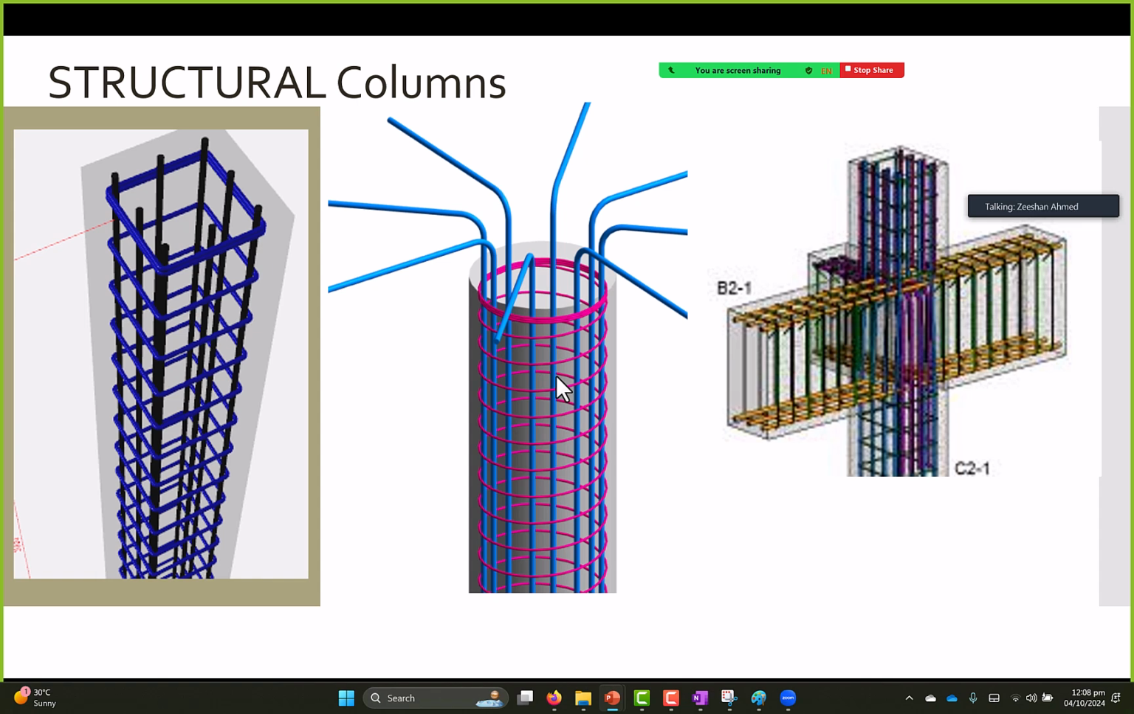Same is the story with the columns. Tell me what's different. It's the same, it's a line element. So a line element essentially has linear steel. A line element will have linear steel. These are your primary bars. And these are what? What are these?